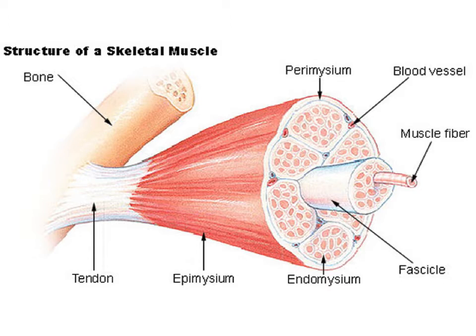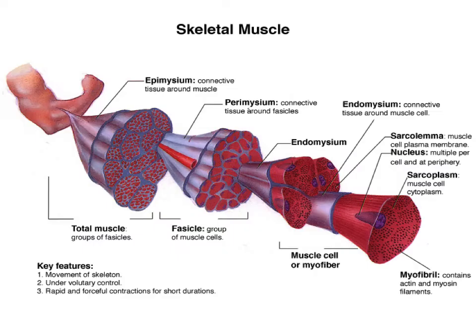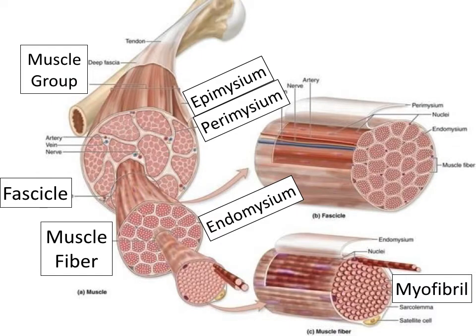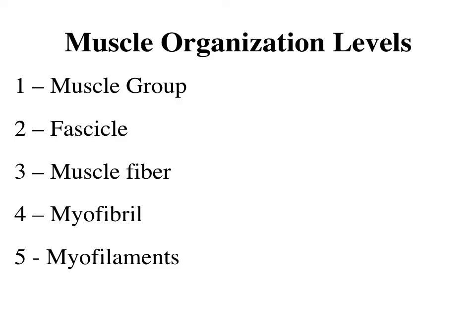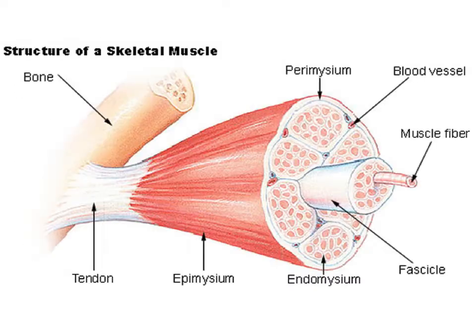What are the last few? After the fiber, we have fibrils. And after the fibrils, inside of each fibril, we have filaments. And those two different kinds of filaments are, again, the actin and the myosin. So make sure to have those 5 levels of organization down. Make sure you have the order down. Make sure to know what wraps around each of them. Is it superficial or is it deep fascia? Is it epimysium? Is it perimysium? Is it endomysium? And have those orders down as well.